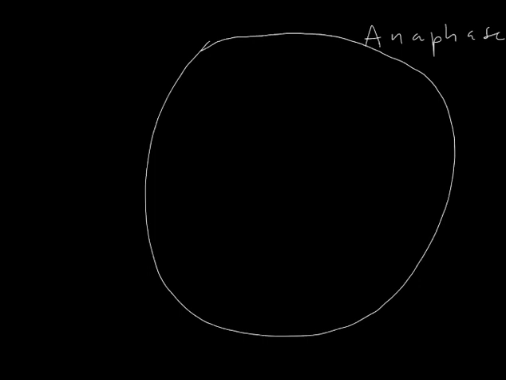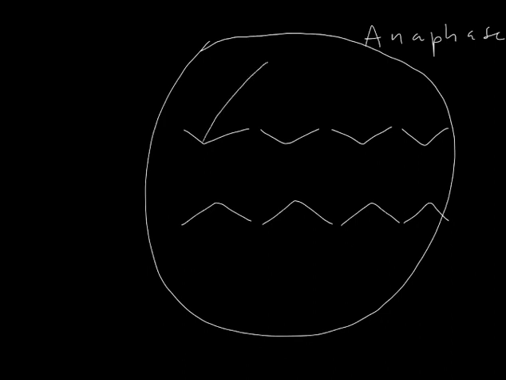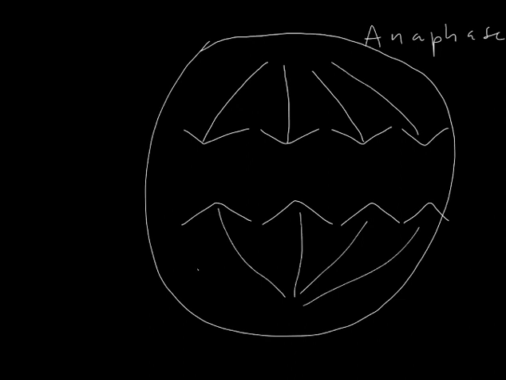In anaphase, those sister chromatids are broken into chromatids. And as identical copies, each chromatid then will be carried to the opposite end of the cell.